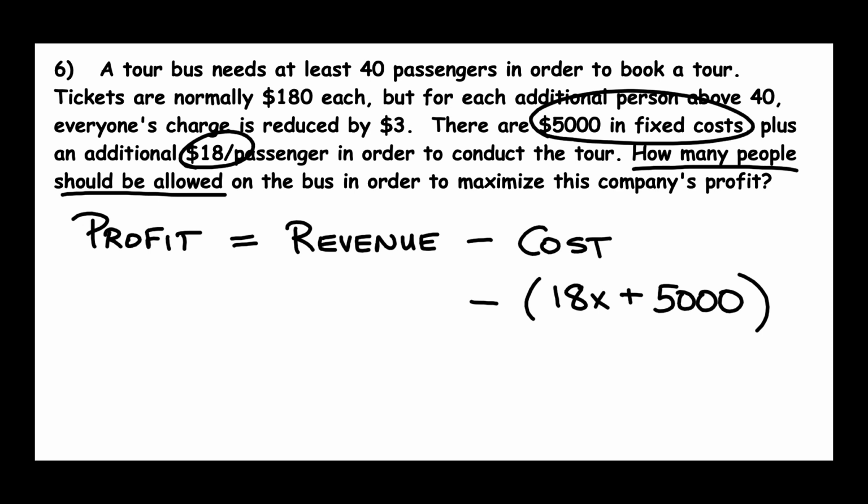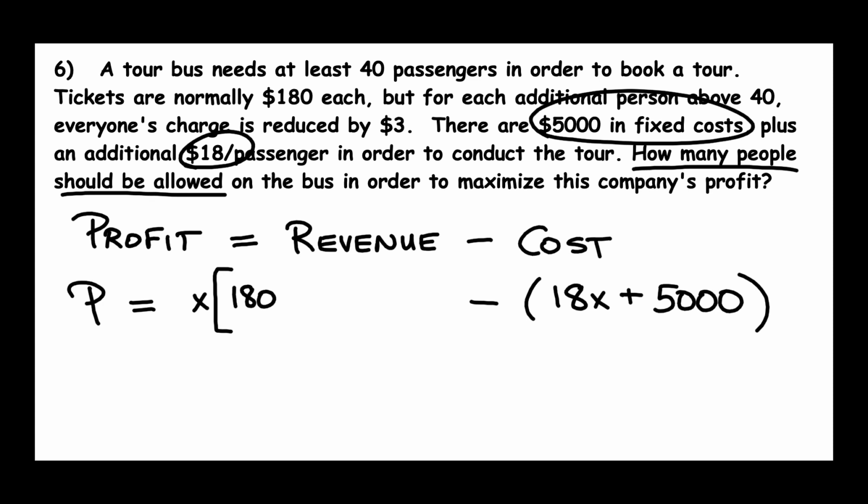All right, revenue. This is going to be interesting. Revenue is the amount of money that we have in the cash register, in the till. We said there were X people on the bus. That is true. And how much are these people paying? How much is each person paying? Well, they're paying $180 each.